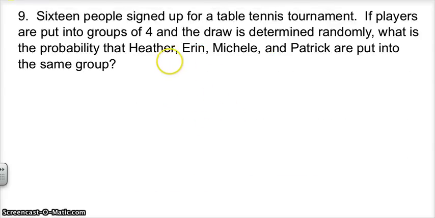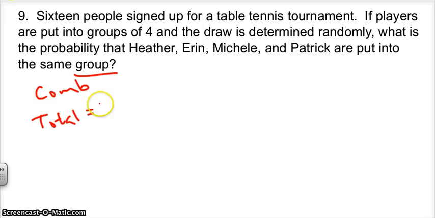And finally, we have 16 people who have signed up for a table tennis tournament. If players are put into groups of 4 and the draw is determined randomly, what is the probability that Heather, Aaron, Michelle, and Patrick are put in the same group? Well, first we have to decide, is this a combination or a permutation? We are looking at groups, so it is a combination. The total people in the class is 16.